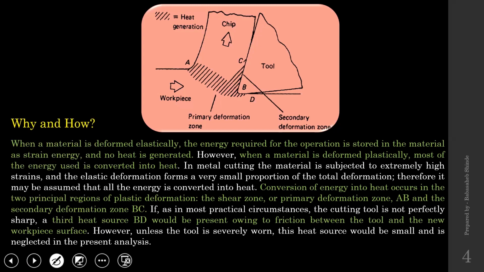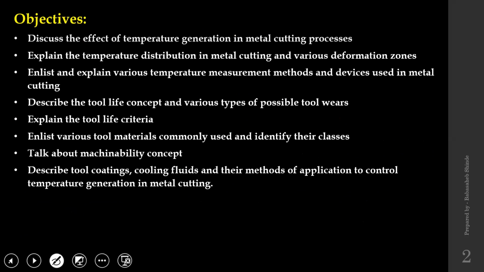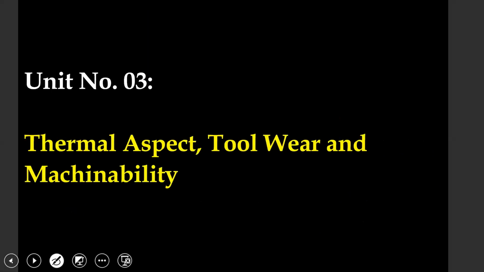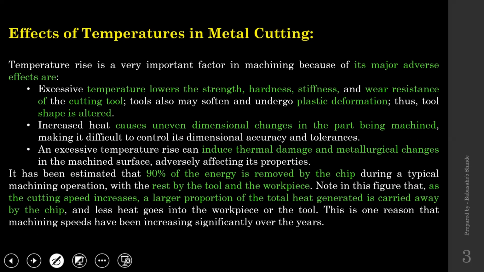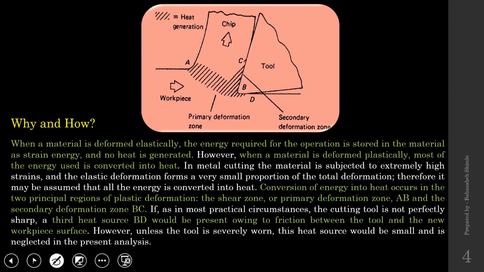In the last session we covered the introductory part of this unit number 3, which is based on thermal aspects, tool wear and machinability. And we were discussing the reason behind the temperature generation in metal cutting and exactly how that temperature is generated, and in between that the session ended. So let's begin with this point again.